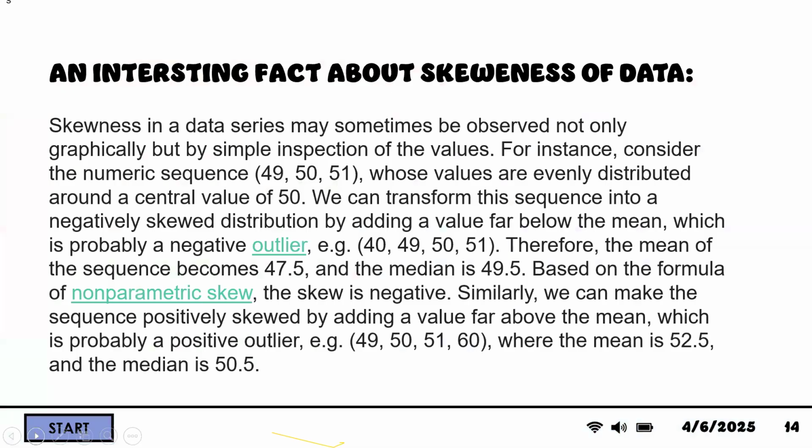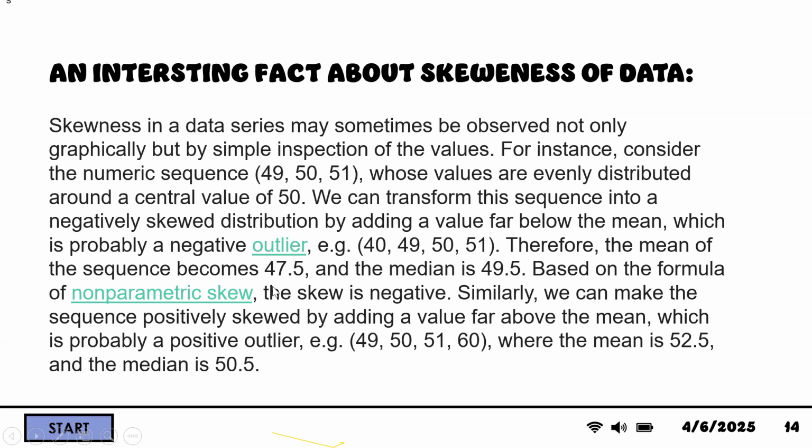Now, an interesting fact about the skewness of data is that skewness in a data series may sometimes be observed not only graphically but by simple inspection of the values. For instance, consider the numeric sequence 49, 50, and 51, whose values are evenly distributed around a central value of 50. We can transform this sequence into a negatively skewed distribution by adding a value far below the mean, which is probably a negative outlier. For example, 40, 49, 50, and 51. So here the 40 is the outlier.